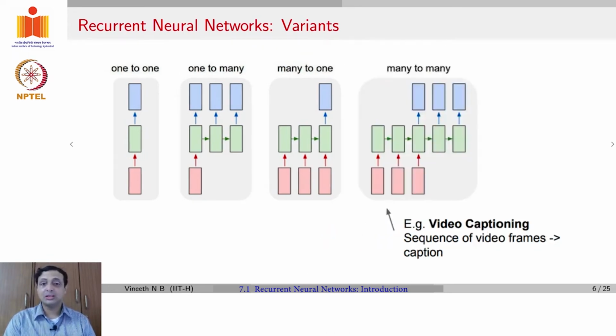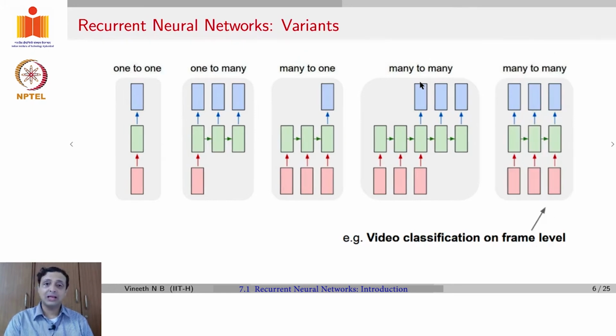There is also a many-to-many setting where, given multiple inputs over time steps, the output also has multiple outputs over time steps. This is called many-to-many, and an example would be video captioning, where the input is a video, which is a set of frames over time, and the output is a set of words over time again.